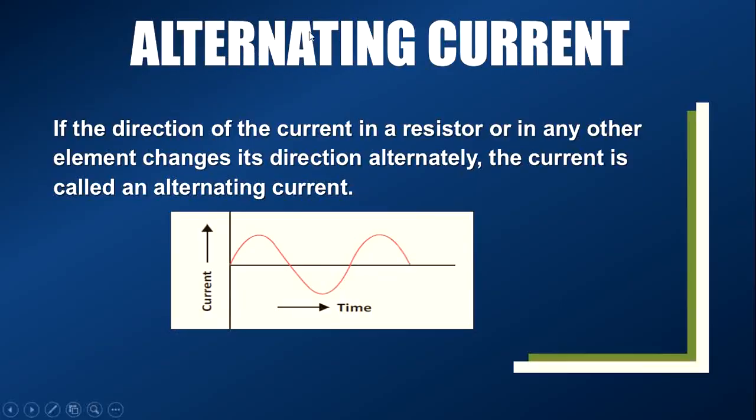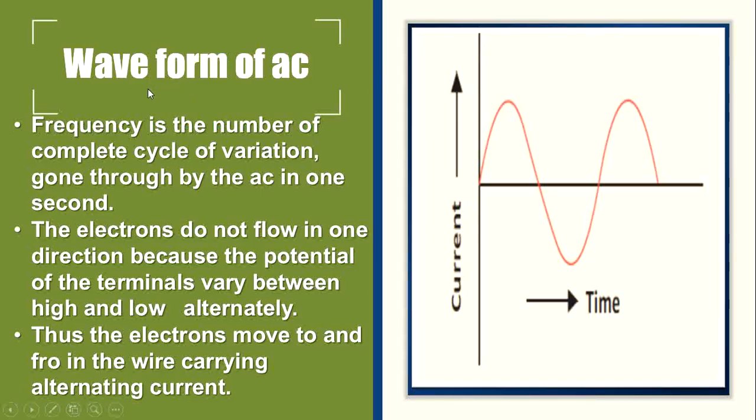What is called an alternating current? If the direction of the current in a resistor or in any other element changes its direction alternately, the current is called an alternating current. See the diagram. Here the direction changes. First it moves upward and then downward and upward. Now it varies sinusoidally with time. Sinusoidally means the current describes a smooth periodic oscillation.